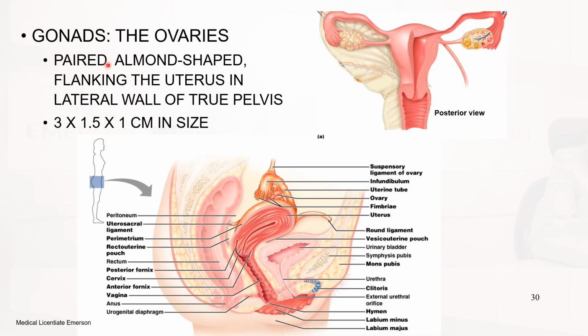The gonads, which are the ovaries in females, are paired, almond-shaped, flanking the uterus in the lateral wall of the true pelvis. They are about 3 by 1.5 by 1 centimeters in size. These are the ovaries we're talking about.